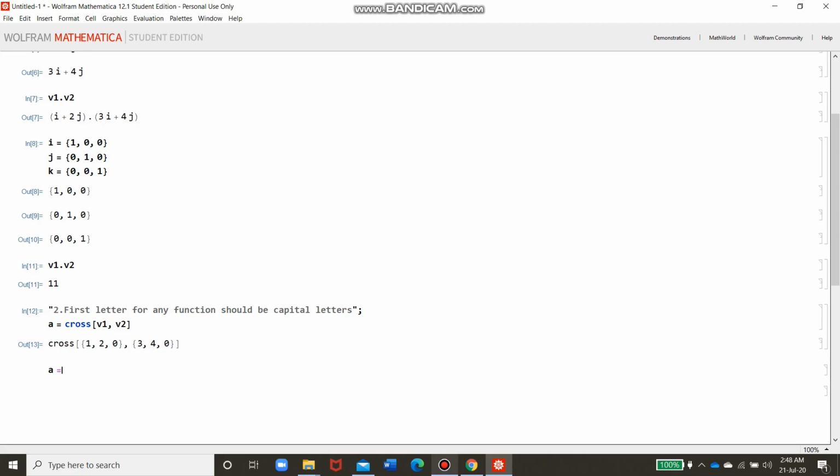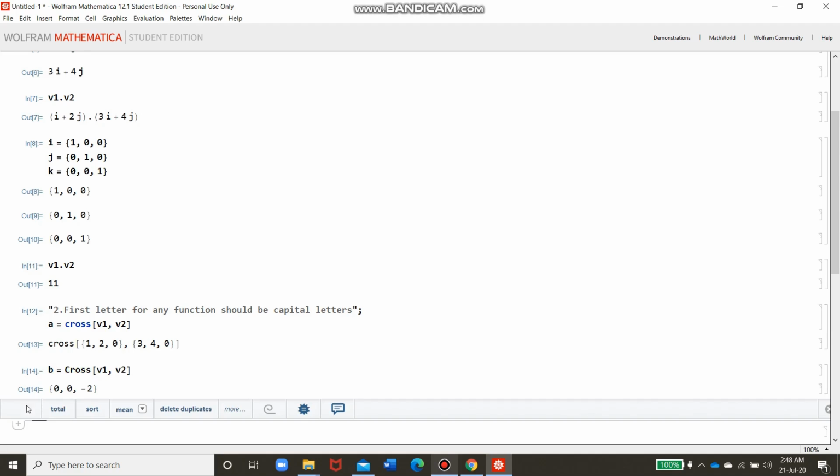So for example, I'm just going to rewrite b equal to capital C R O S S and then v1 comma v2, shift enter. I'm getting the correct value 0, 0 and -2. So make sure your first letter for any command or any function is always a capital letter.